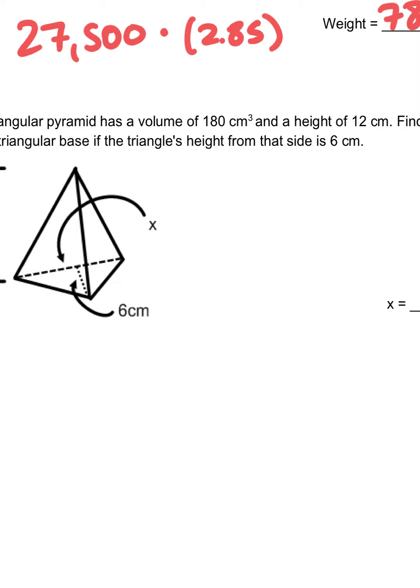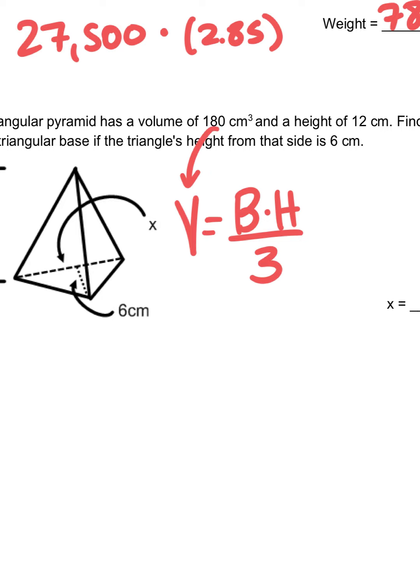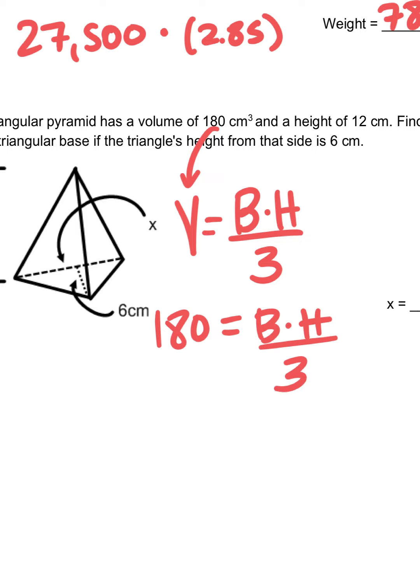All right, so next up we have a triangular pyramid, and it's got a volume of 180 cubic centimeters and a height of 12. We need to find the length of a side of its base. Okay, so I'm going to start with my volume formula for a triangular pyramid, which is the area of the base times the lateral height divided by 3. Okay, and I actually know what this volume is. It's 180, so I'm going to write that in. And then I also know what my height is, right? So I'm going to erase that h, and I'm going to write in 12, because I know my height is 12 of this triangular pyramid.